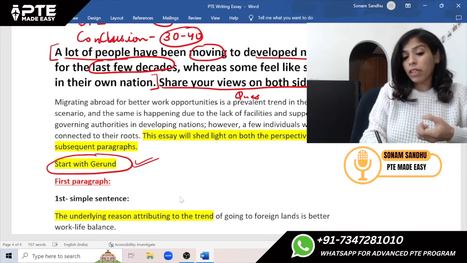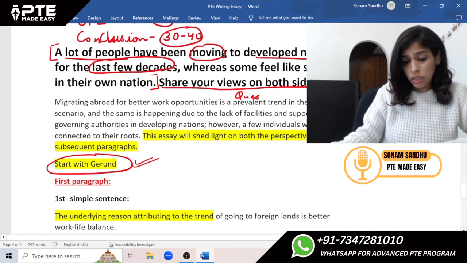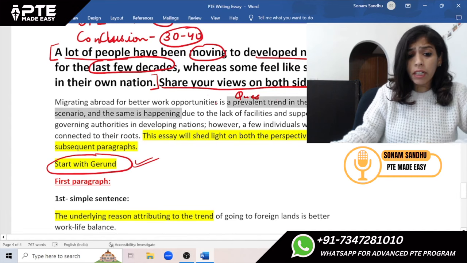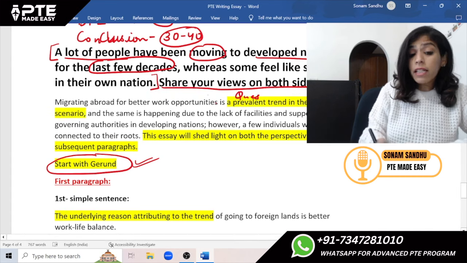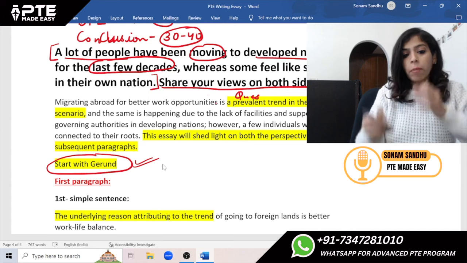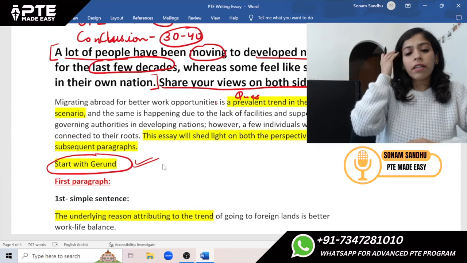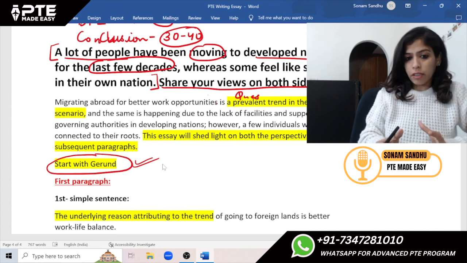It is an ongoing trend. It is a prevalent trend. So we can use terms like such. If they are talking about any trend, we can simply use a prevalent trend in the present scenario. And the same is happening due to the lack of facilities and support from the governing authorities in developing nations. So why is it happening? This is happening due to the lack of facilities and support from the governing authorities.